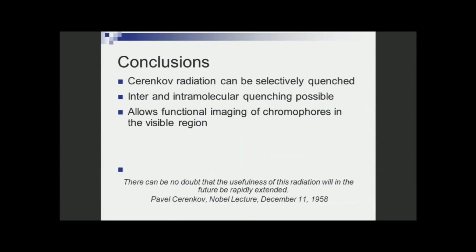So in conclusion, Cherenkov radiation can be selectively quenched. Inter and intramolecular quenching is possible, and this opens up a whole new world of imaging, functional imaging of chromophores in the visible region. And I'll finish with another quote from Professor Cherenkov, that there can be no doubt that the usefulness of this radiation will in the future be rapidly extended. It only took 70 years.